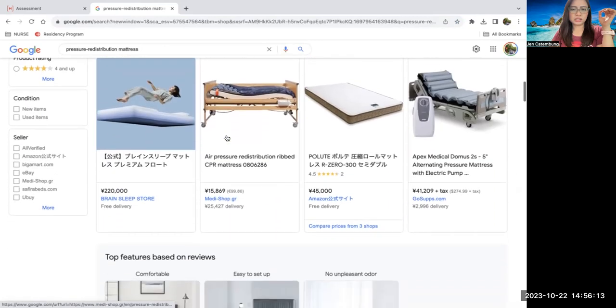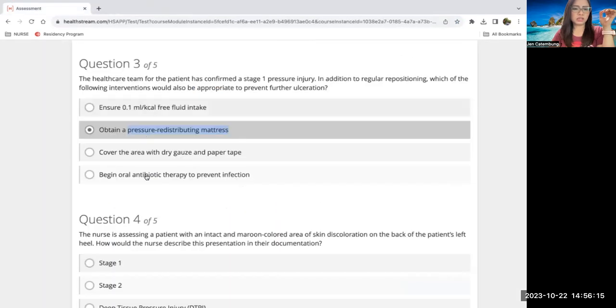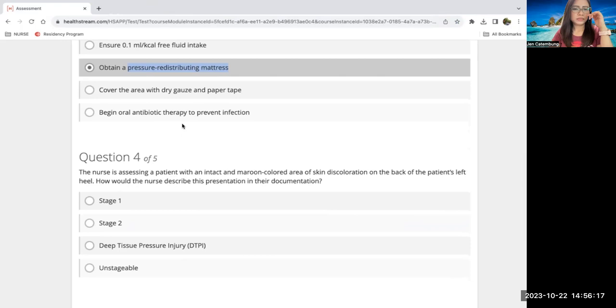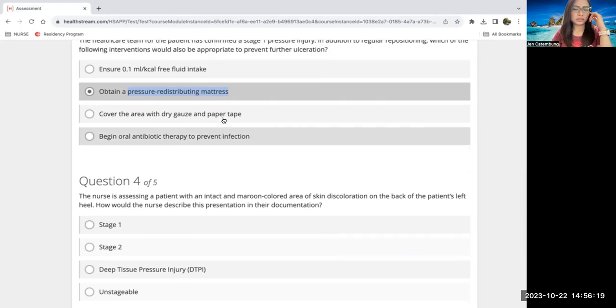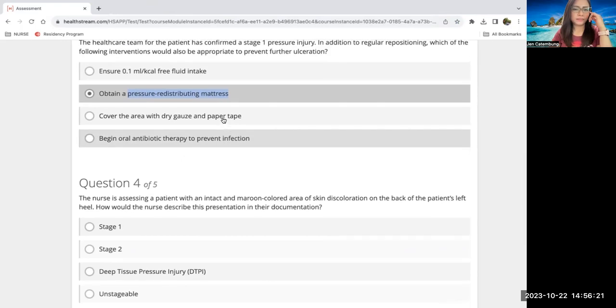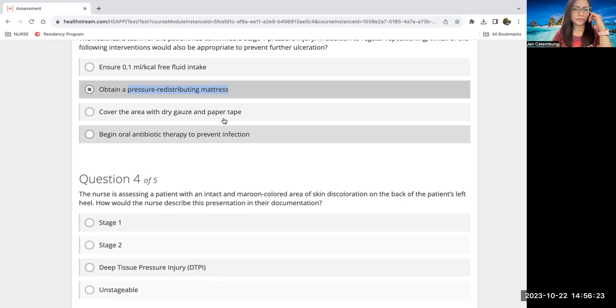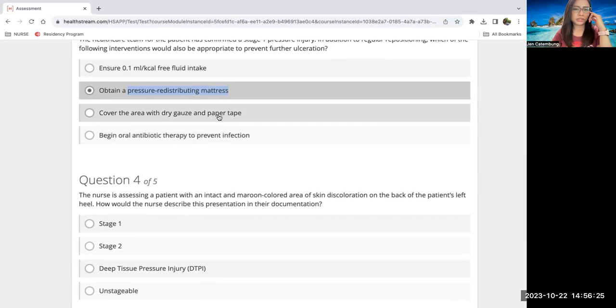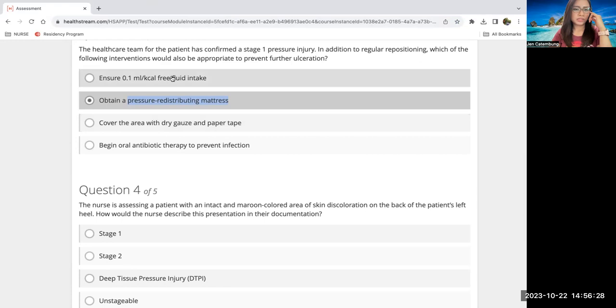All right, these are those ones. Okay, this is to prevent infection, not ulceration. Prevent infection. Fluid intake is not enough.